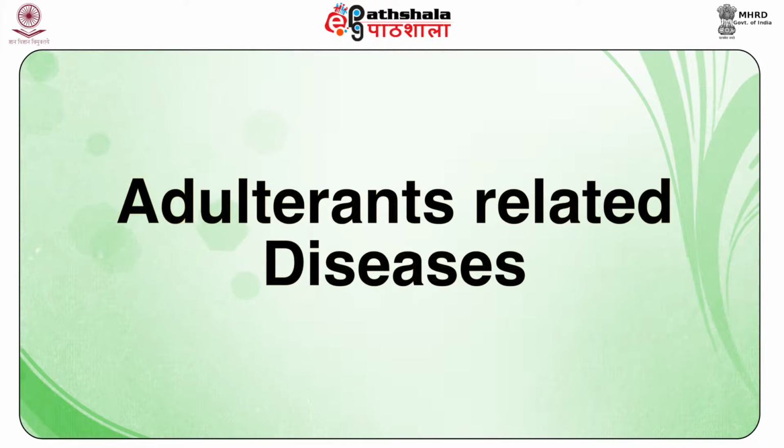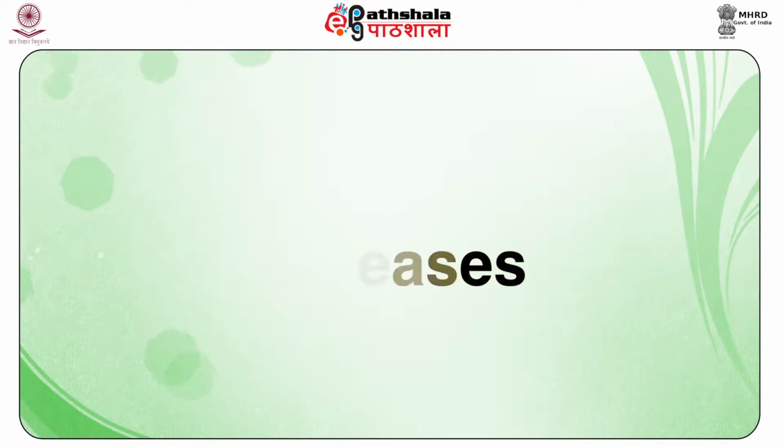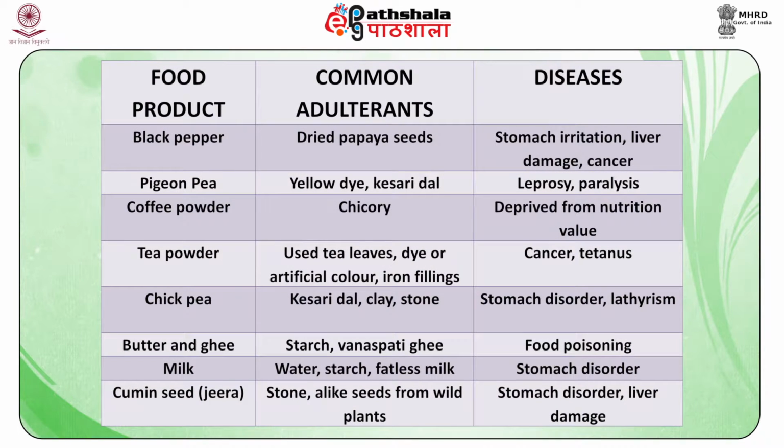Now, the adulterants related diseases. In this table, we have the food products, their common adulterants, and the diseases caused by them. First, the food product is the black pepper, and its common adulterants are dried papaya seeds. And the disease caused by the black pepper is stomach irritation, liver damage, and cancer.